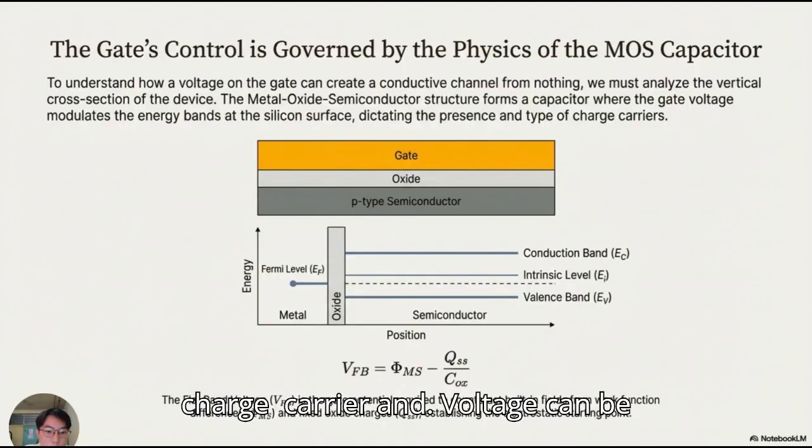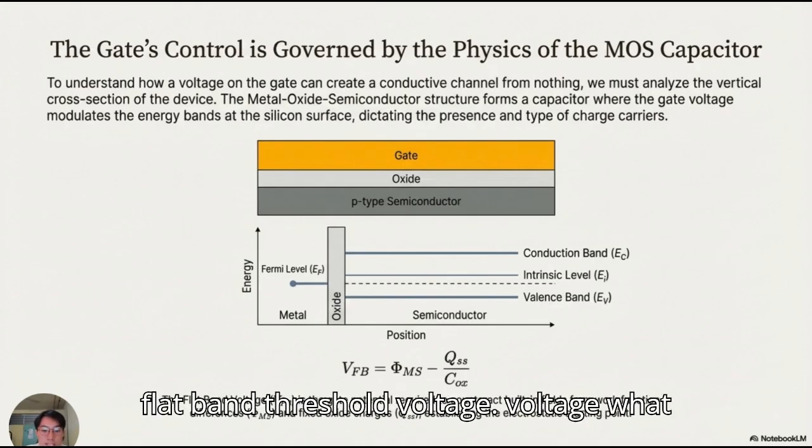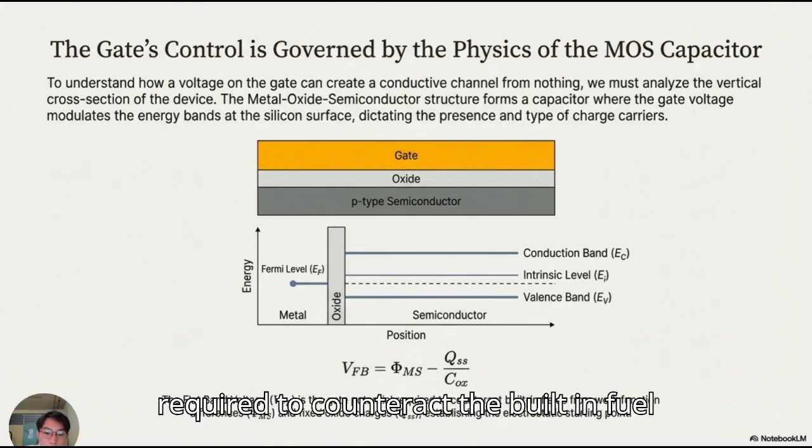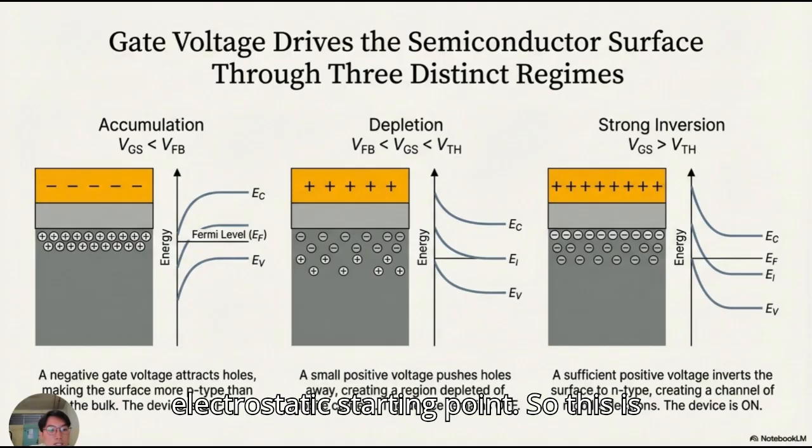And the voltage can be calculated by using this equation. This is called the flat band voltage. It is the gate potential required to counteract the built-in field from the work function and the fixed offset charge, establishing the electrostatic starting point.